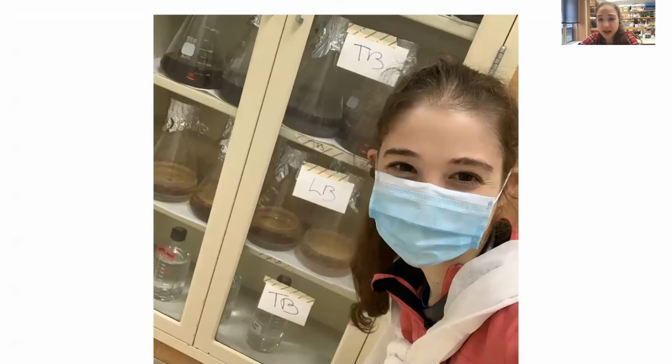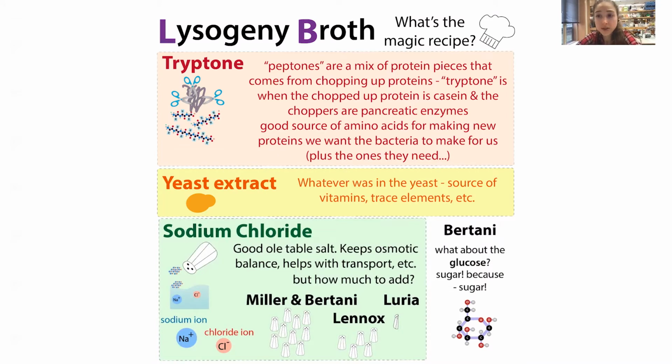We also see this media a lot in flasks, and we can grow bacteria in suspension, so in this liquid as well. And this liquid is what's mixed with the agar when you make the gel. So let's look at what's in this liquid. First, let's clear up the name. It was invented by Giuseppe Bertani in 1951, and he was working in the lab of Luria. So sometimes you'll see it called Luria broth or Luria Bertani broth, sometimes Miller and Bertani.